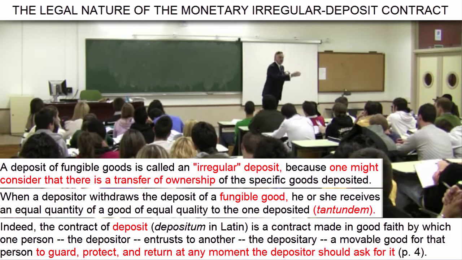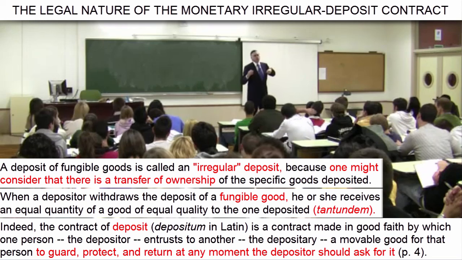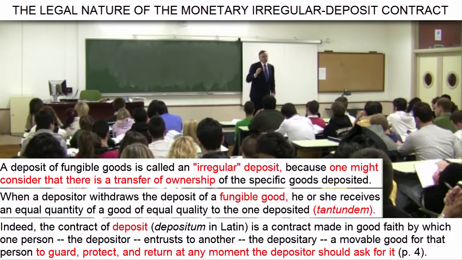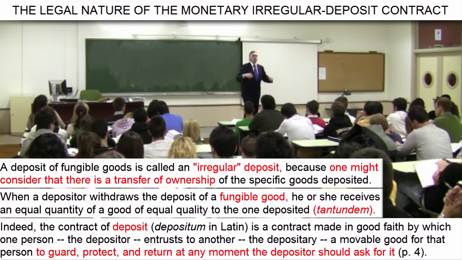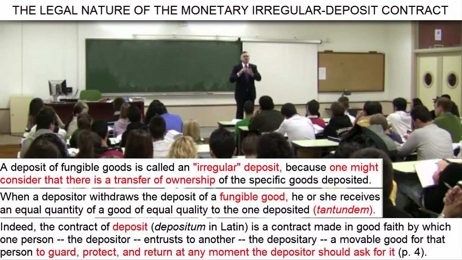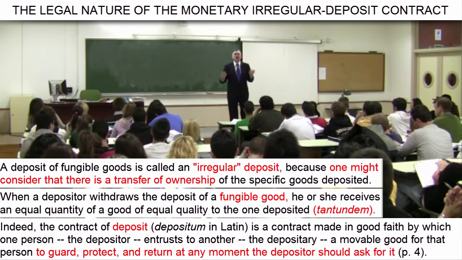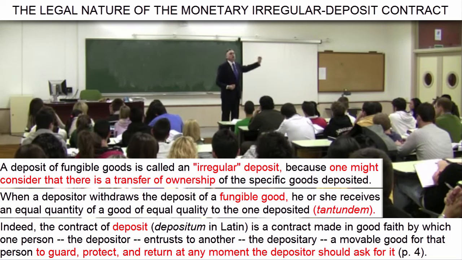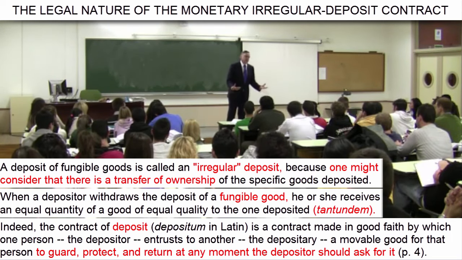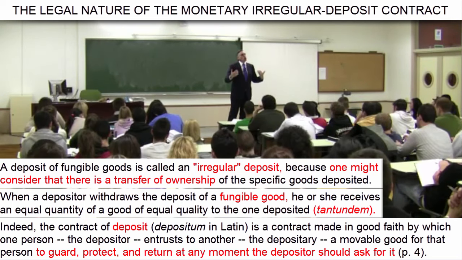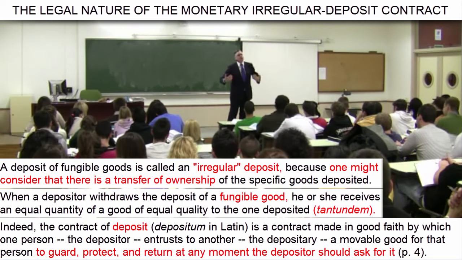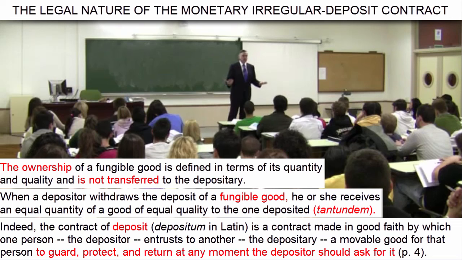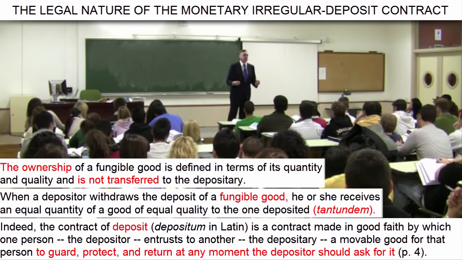In contrast, in the case of an irregular deposit, treatise writers, who were punctilious people used to splitting hairs, said, well, since here the individual units are mixed together and become indistinguishable from each other, one could consider that the ownership of the specific molecules, of the specific grains, or of the specific bills is transferred to the depository, because he is not obliged to return those specific things, but other equivalent things. This is a true but relatively unimportant observation, for in fact ownership is not transferred here either. Ownership in the case of a fungible good is defined in the abstract.